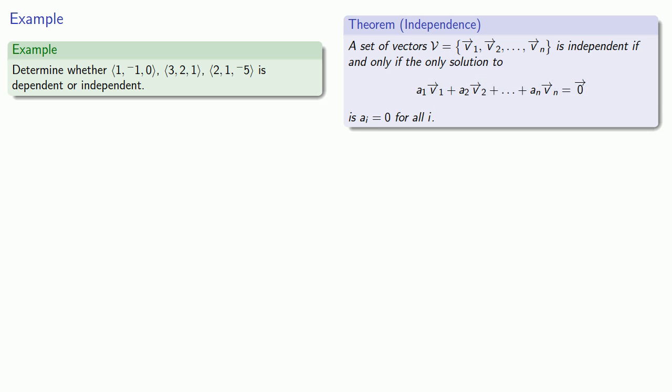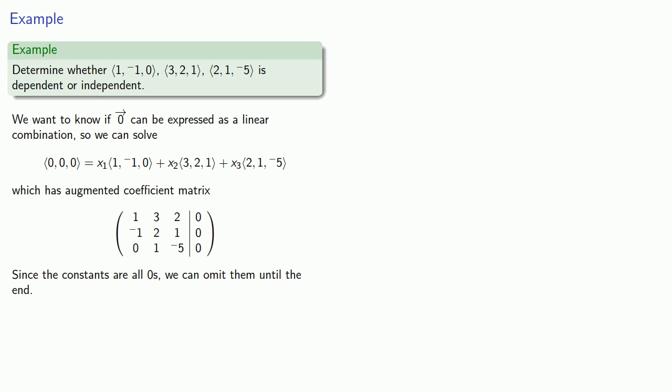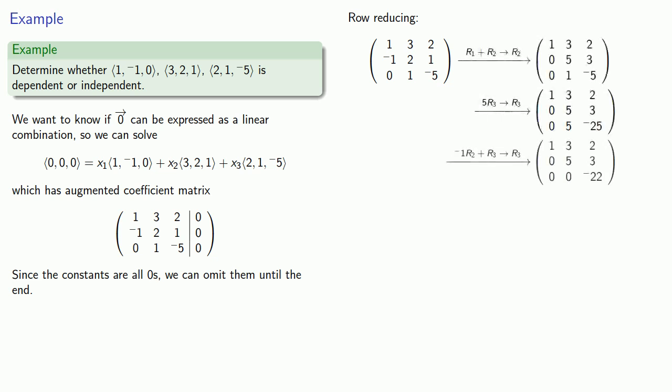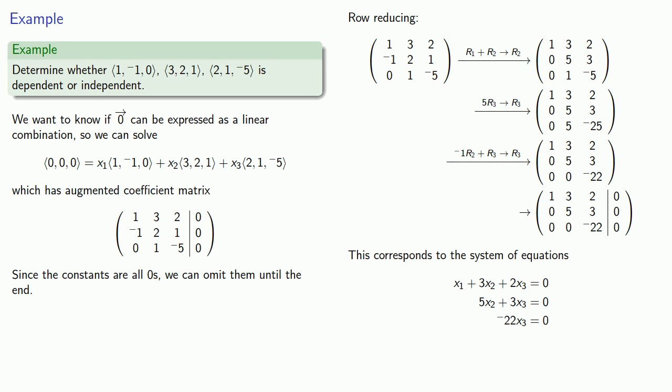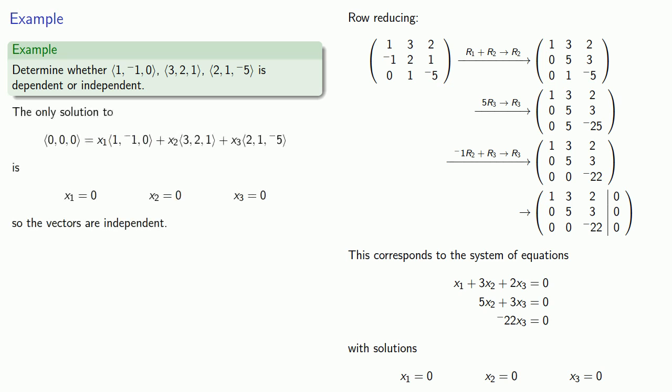So we want to try and express 0 as a linear combination of the vectors, and so this gives us the augmented coefficient matrix. And since all of our constants are zeros, we can omit them in our row reduction until the very end of the process. So we'll row reduce our coefficient matrix. We'll restore our constants, which are still 0, and then use back substitution to solve for x3, x2, and x1. And because the only solution to this linear combination equal to 0 is the trivial solution, all of our coefficients are 0, it follows that the vectors must be independent.